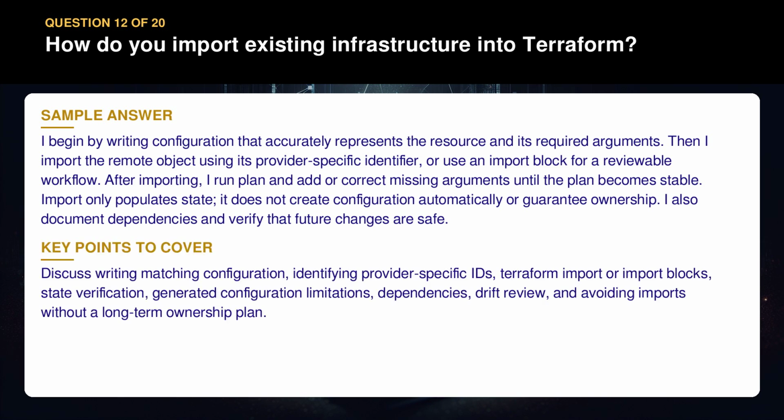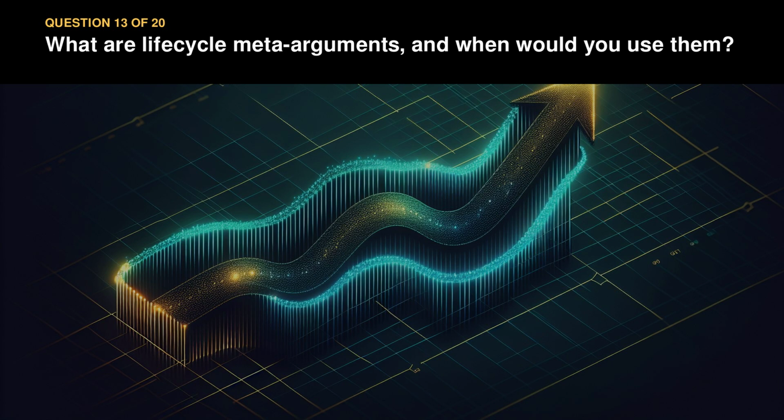Discuss writing matching configuration, identifying provider-specific IDs, terraform import or import blocks, state verification, generated configuration limitations, dependencies, drift review, and avoiding imports without a long-term ownership plan. Question 13. What are lifecycle meta-arguments, and when would you use them?